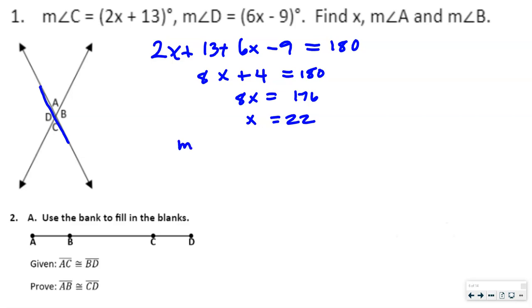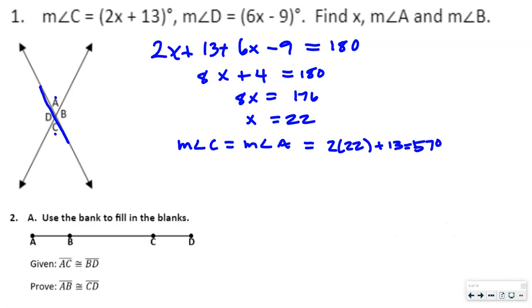So the measure of angle C, isn't that equal to the measure of angle A? Why? Y'all see an A right here? They're vertical angles, right? So vertical angles are congruent. So to find that, we're going to do 2 times our 22 plus our 13. That's 44 plus 13, so that's going to be equal to 57 degrees, right?